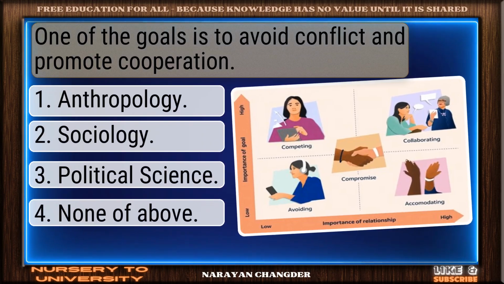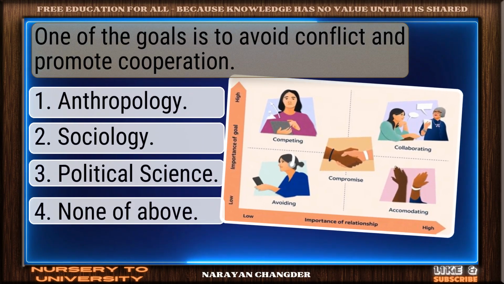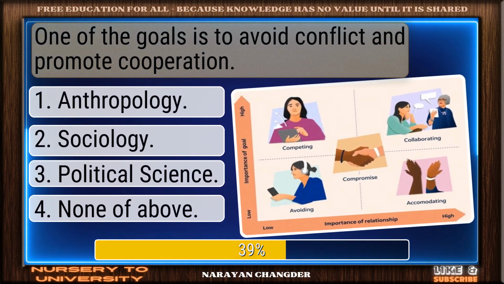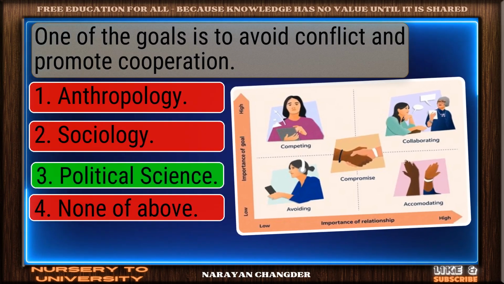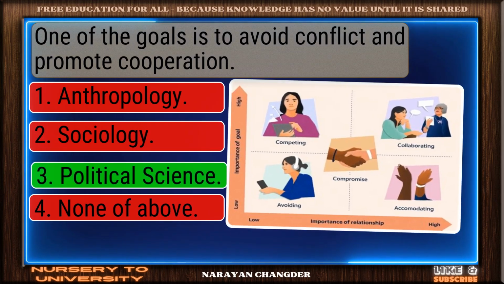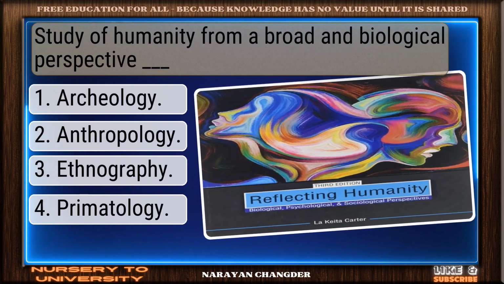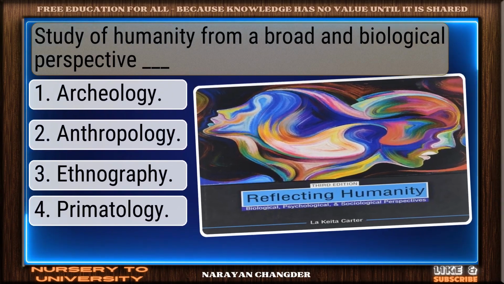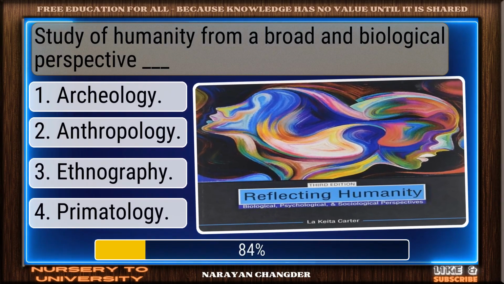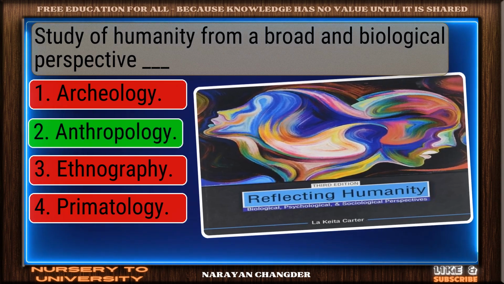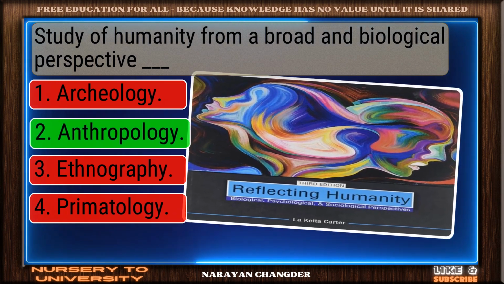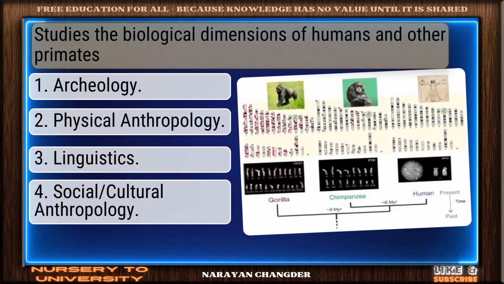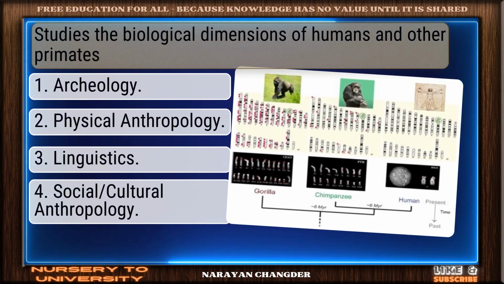One of the goals is to avoid conflict and promote cooperation. Right again. Political science is a valid answer. Study of humanity from a broad and biological perspective. Exactly. Anthropology makes sense. Studies the biological dimensions of humans and other primates.